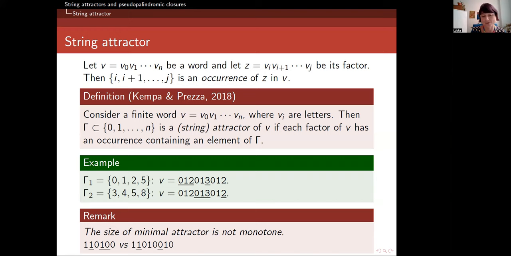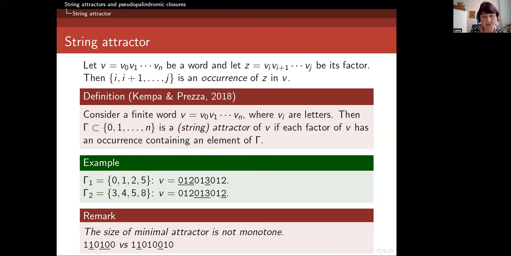On the other hand, in this enlarged word, an attractor of size 2 is sufficient. We can again check that each letter is crossing the attractor, then 0, 1 is repeated here, so it has an occurrence crossing the attractor.